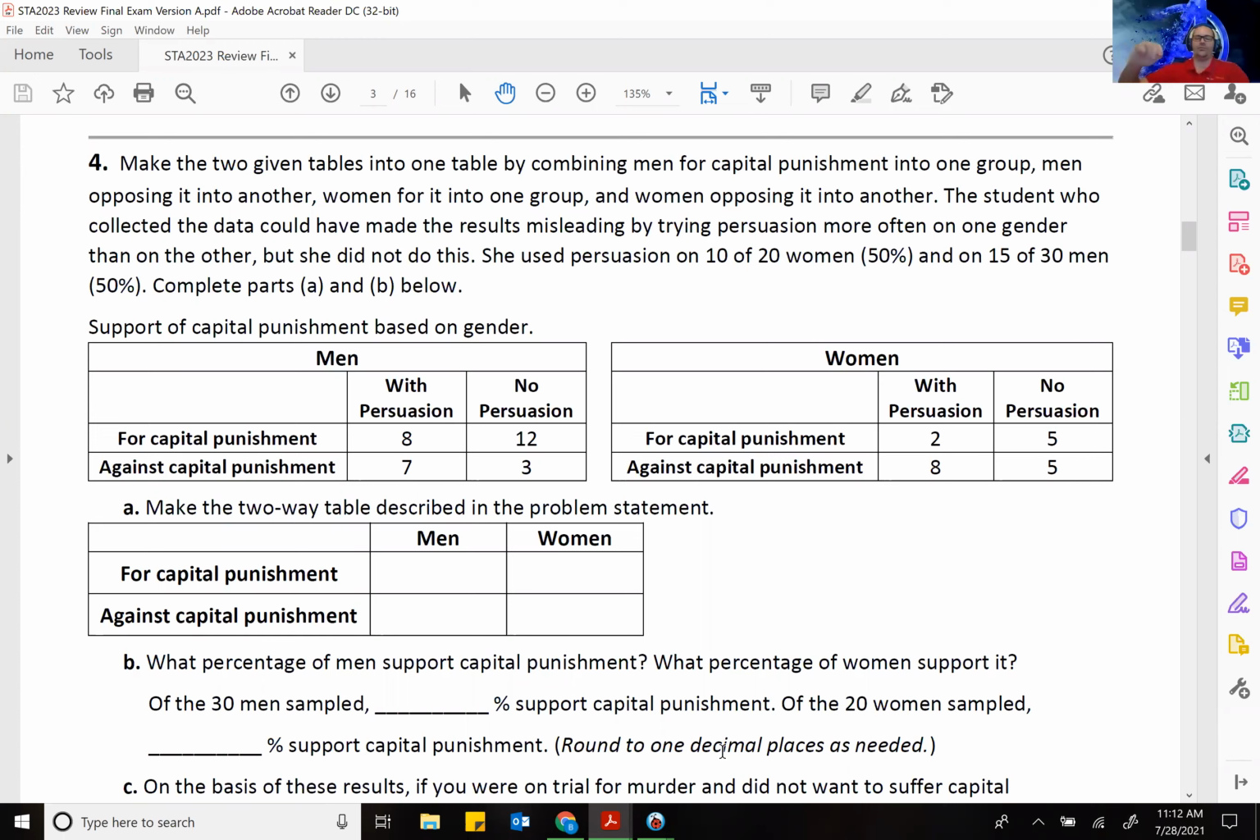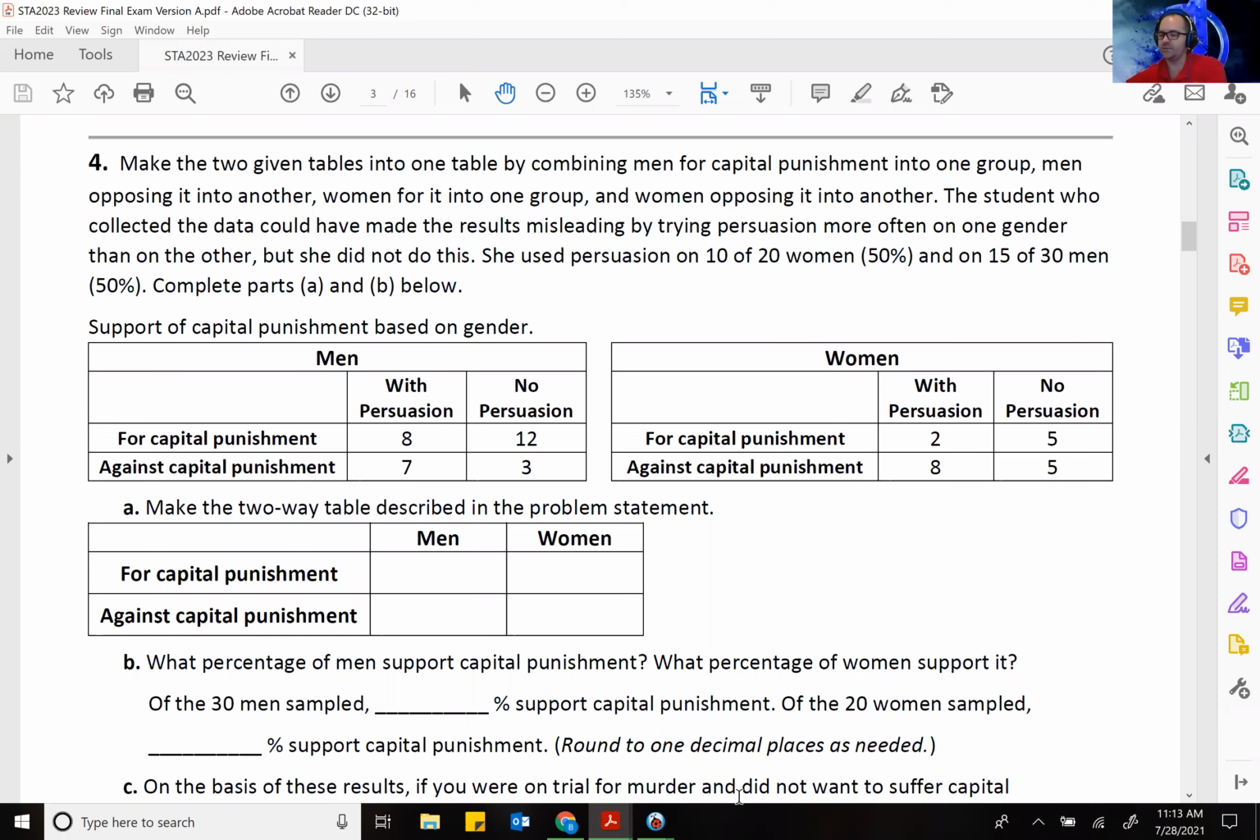Okay. What about the women? 35. How did you get 35? You divide the ones that are for capital punishment over the total, which is 7 over 20. And that comes out to 35 even? Yeah. And so since I want to put 1 decimal place, it'll be 35.0.